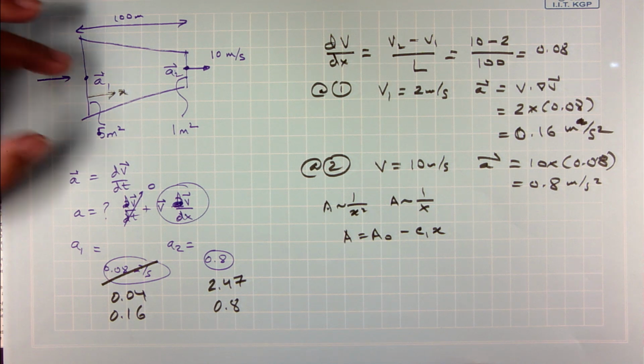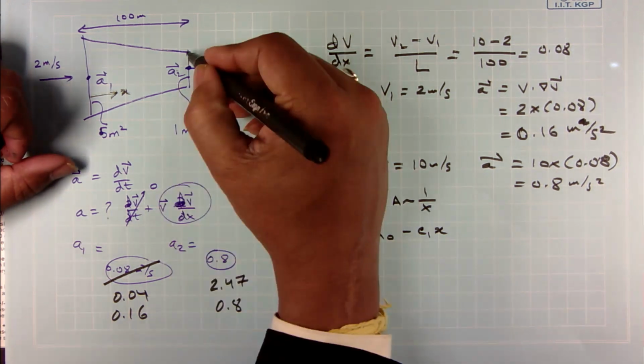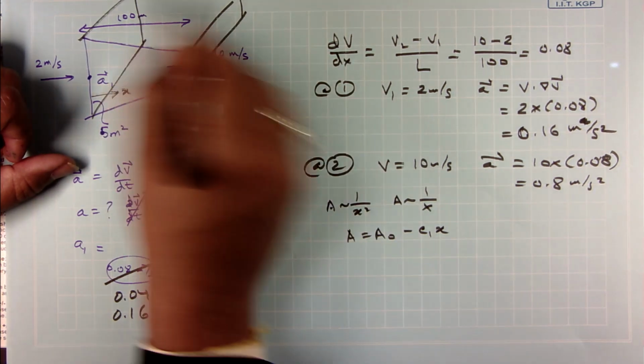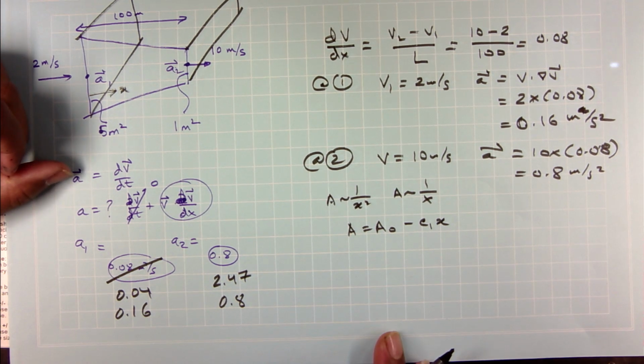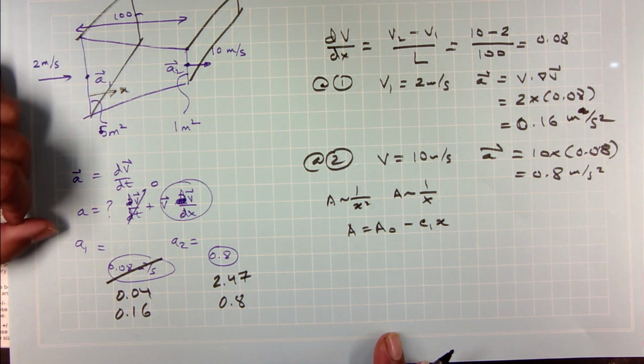But I have not given you the cross section, whether it's circular or rectangular. I could as well have flat plates. No, this is a two-dimensional situation I am talking about.